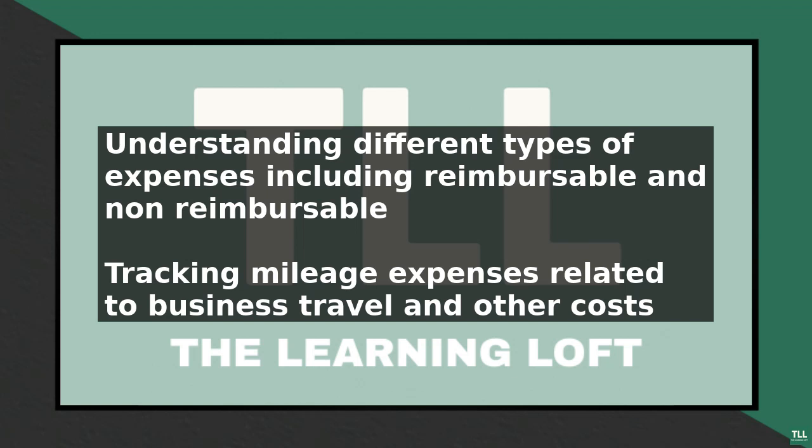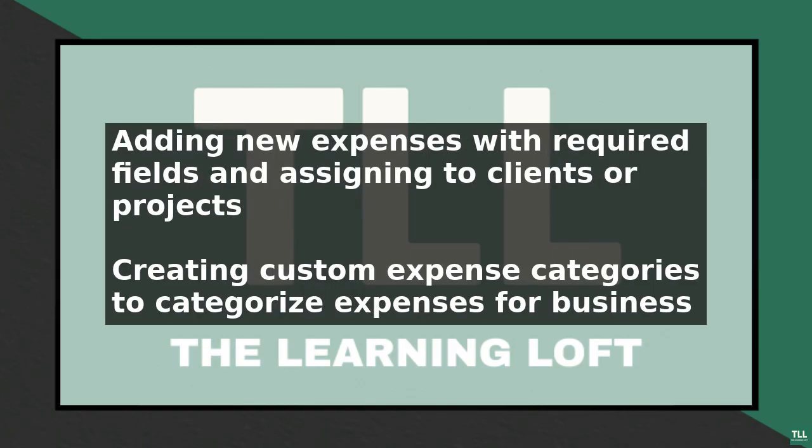One of the key features of Bill4Time expense tracking is the ability to create custom expense categories. This allows you to categorize your expenses in a way that makes sense for your business. To create a custom expense category, go to the Settings section and click on Expense Categories. From here, you can add a new category and give it a name and description.